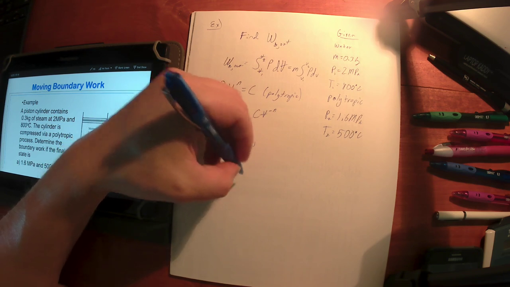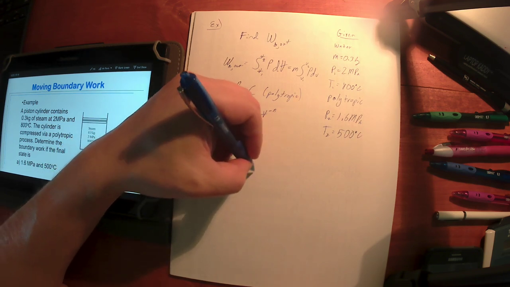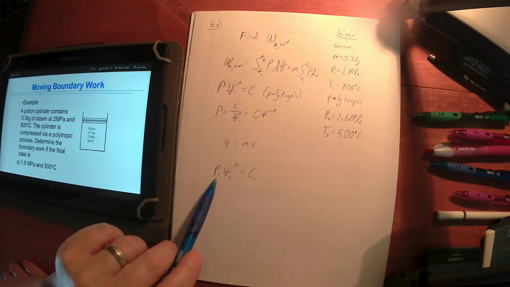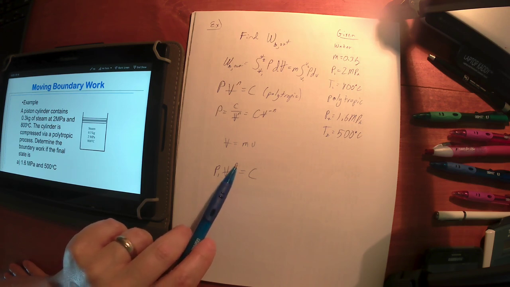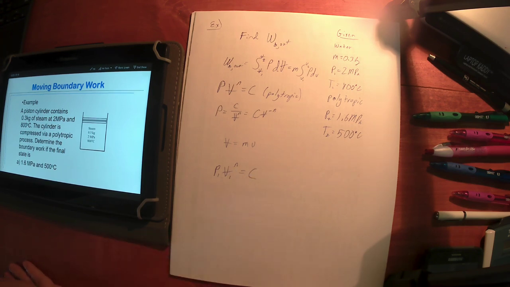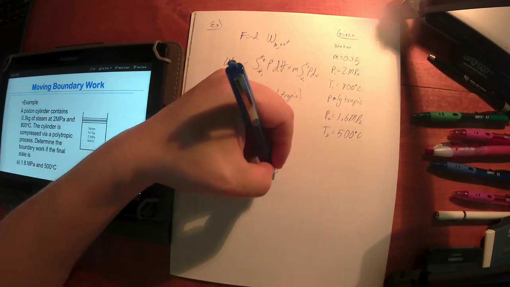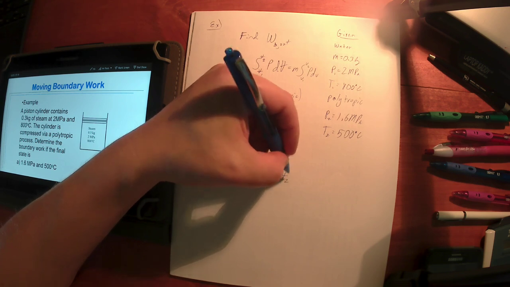P1 V1 to the power N is equal to a constant. So we know pressure at state 1 times volume at state 1 to this unknown power N is equal to a constant. And that constant also is true at all other states.